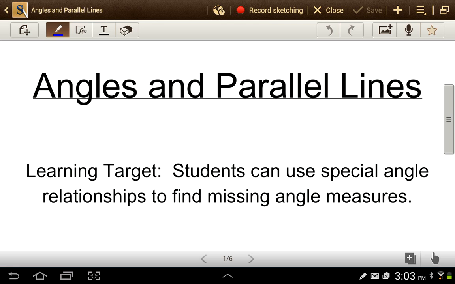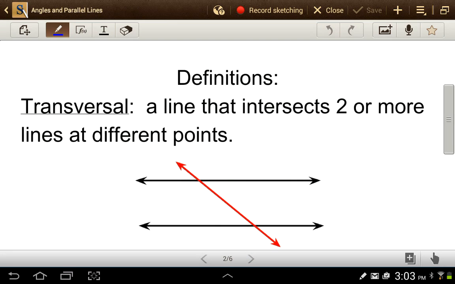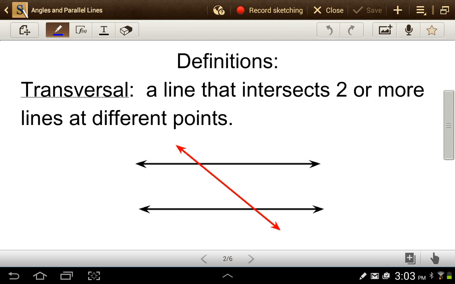Write down the heading, angles and parallel lines. If you need to pause, go ahead. Otherwise, I'm going on to the next page. Okay, we've got a lot of definitions in this video, so we're going to go over the definitions first. And I've highlighted some of the things of what we have here.